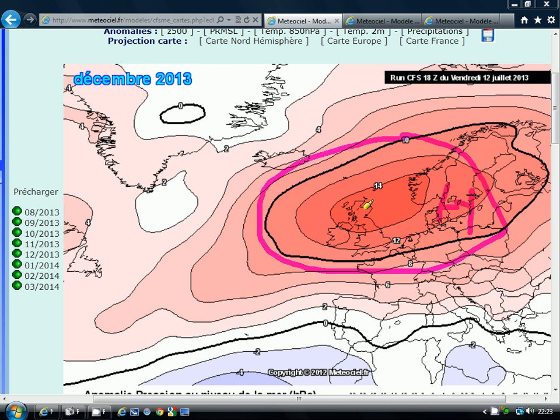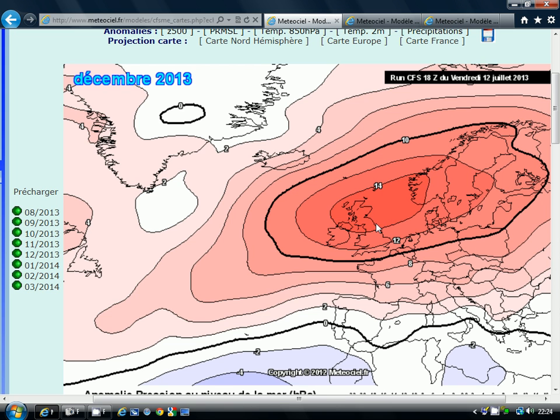Remember, this is average sea level pressure for the month. So it's not going to be a continuous area of high pressure sitting over the country for December. This is an anomaly for sea level pressure through the month of December, and as an anomaly we see quite an extensive area of high pressure, but of course there would be some unsettled weather at times. It's very unlikely you get high pressure sitting right over the country all through the whole of December.